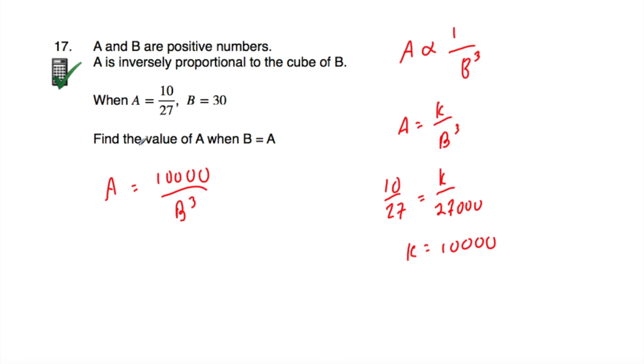Okay, so now if we carry on with the question, we're told to find the value of a whenever b is equal to a. So b is equal to a, so we've got a is equal to 10,000 over a cubed. So we want to solve this, so let's times both sides of the equation by a cubed. So we're going to get a times a cubed would be a to the power 4 is equal to 10,000. And then if we want to work out what a is, and we're told that a and b are both positive numbers, so we can just work out the fourth root of 10,000. So if we just do the fourth root of 10,000, that's equal to 10.